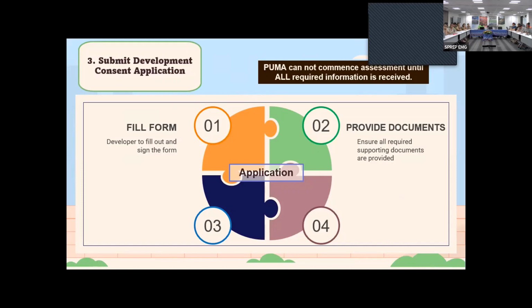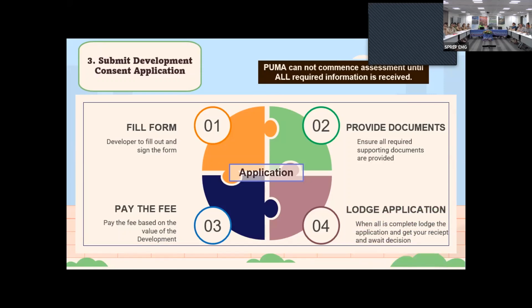That is also the role of our lovely ladies and gentlemen at the office. They will also advise you, based on the nature of your development, all the documentation that you need to complete your application package. And then the third step, when you've completed 1 and 2, is that you pay the prescribed fee. And then you can move on to step 4, which is to lodge the application. You get your receipts and then you await the decision.